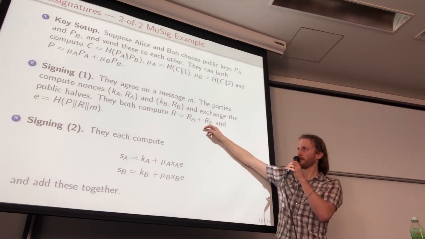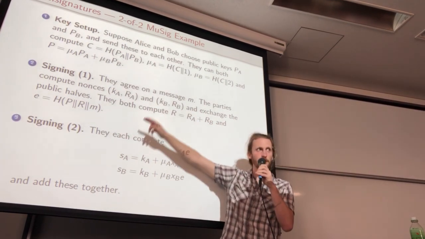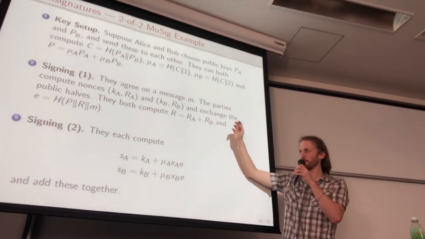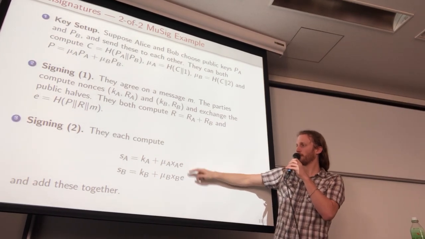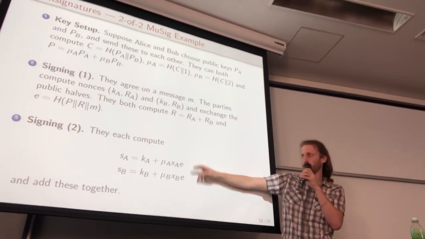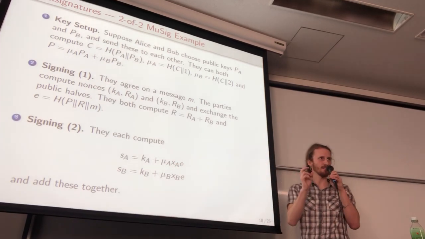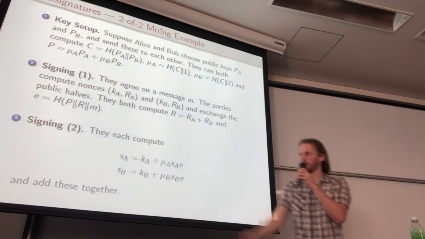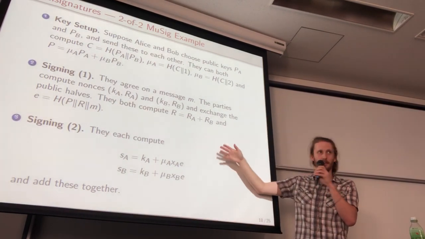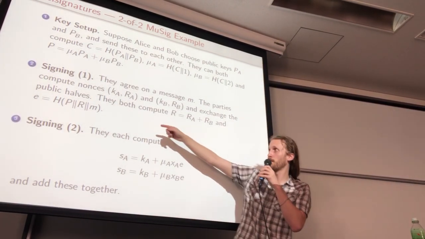They add up their nonces, they hash their joint public key, their joint nonce, and the message to get a challenge. Great. And then each of them individually produces a signature. And you can see where their secret key used to be, where X used to be, is now their secret key times their MuSig coefficient. And if you add those two things together, you will get a signature on the message M with a public key P.